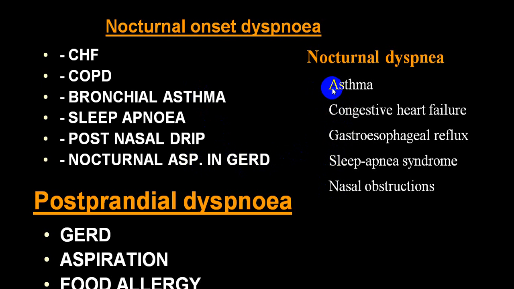And also, you will come across it in case of bronchial asthma. There is one condition which is mentioned in the book, we call postprandial dyspnea, which is after a meal, more common with GERD. And in GERD, you get aspiration, or sometimes it is due to food allergy. So that will be postprandial dyspnea.